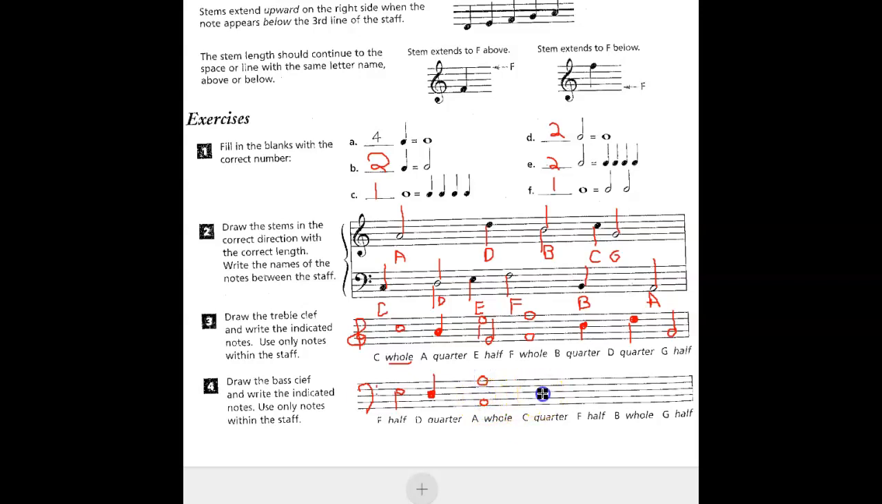A C quarter note. That's on the second space. All cows eat grass. Stem goes up because it's below that line. An F half note. An F is right here, and since it's above that third line, stem goes down. A B whole note. There's your B. Again, no stems. And a G half note. So it's good boys do fine always, or all cows eat grass. So that is lesson number 6, unit 2.